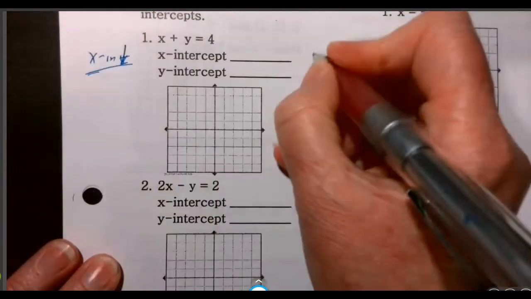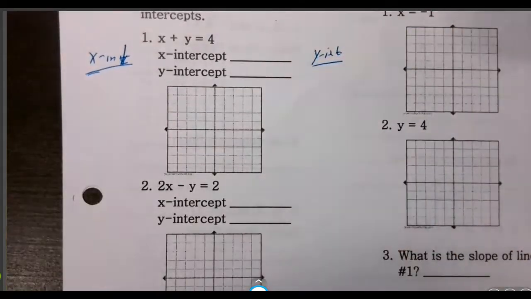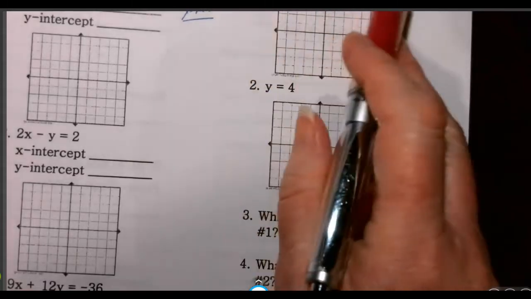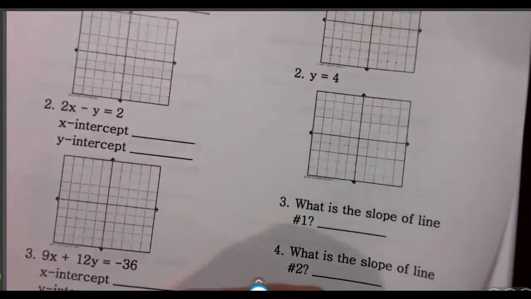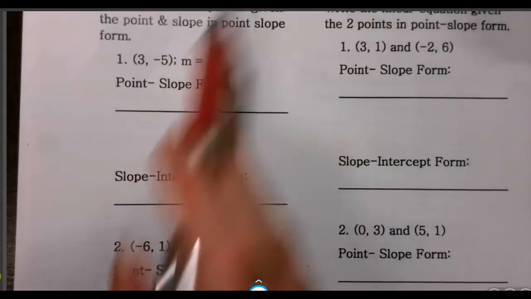Whoops. And I would put a y-intercept right here. So then I could show my work and do it right there. That would be me personally. Okay. Graph the following inequality, linear equations, that's horizontal and vertical. I've talked about that. Write linear equations given point and slope.